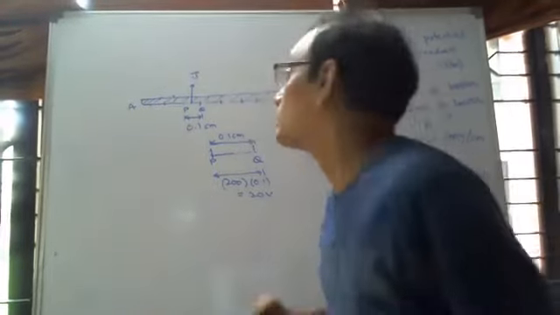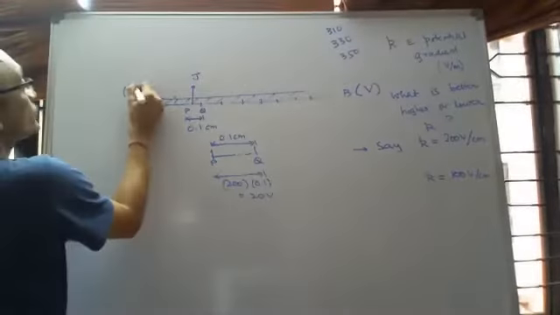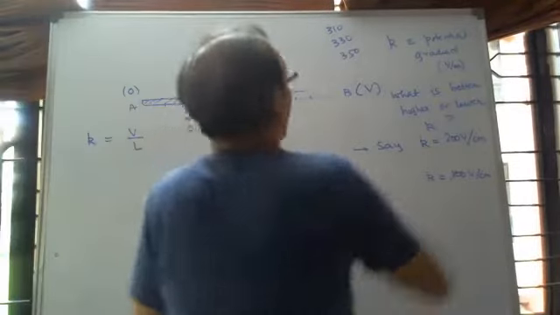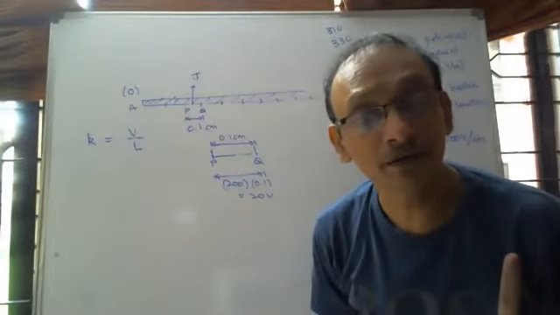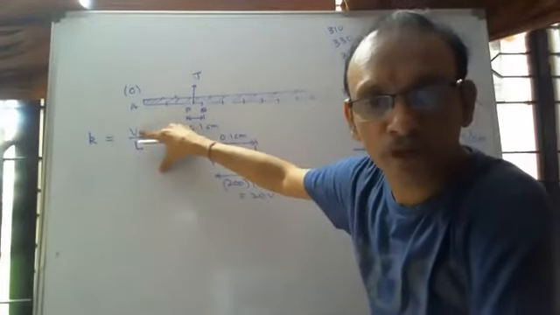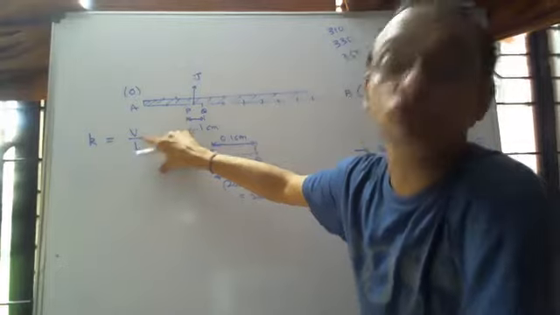Now look, suppose this is V volts and this is 0 volts. Potential gradient क्या हो जाएगा? V minus 0 by L. अब smaller K preferred. Smaller K क्या हो सकता है? या तो V छोटा कर दो या L बड़ा कर दो, या दोनों कर दो.